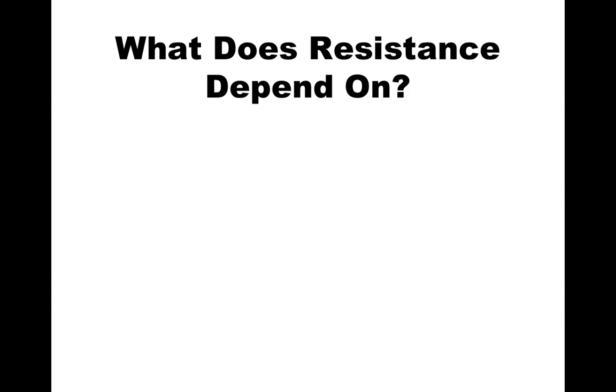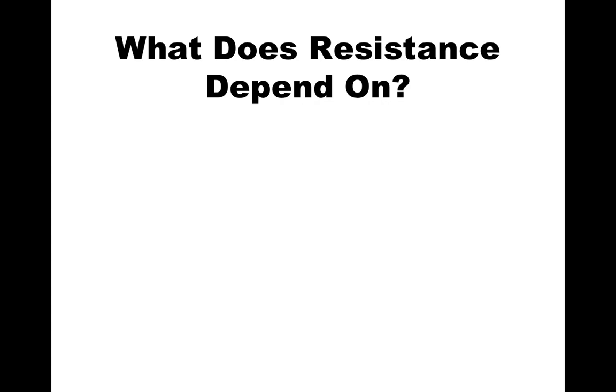So let's talk about what resistance actually depends on. Resistance is something that we're going to look at in two different ways. We can look at the resistance of a circuit as a whole, so the resistance as those electrons travel through the wires, but we can also look at resistance that comes from the actual type of material that the electrons are traveling through.